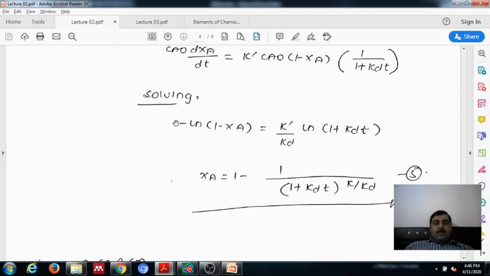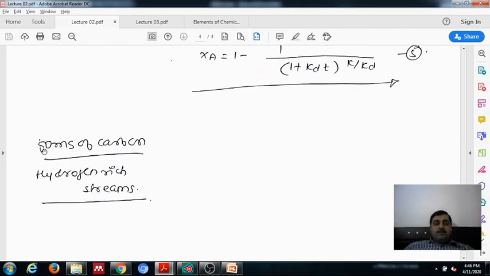Now, moving ahead, I have a simple question. What are the different forms of carbon that you can find? Are all forms of carbon possible to be removed? What kind of carbons will be able to be removed?